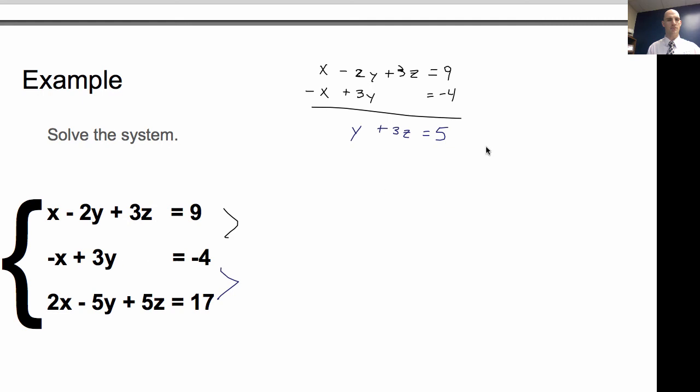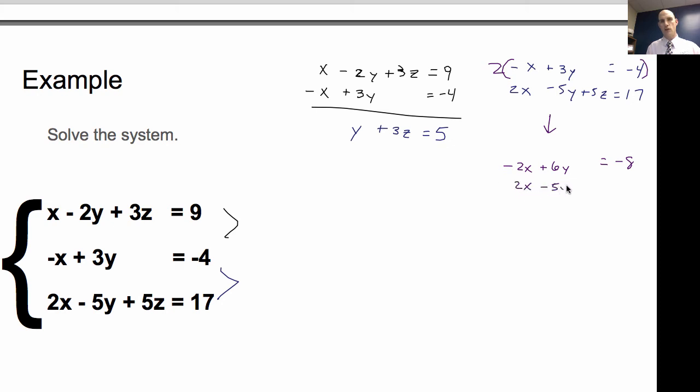Now I'm going to take my other set here. I've got negative x plus 3y equals negative 4, and down below I've got 2x minus 5y plus 5z equals 17. Now I've got to combine these in such a way. I already eliminated x over here, so I'm going to eliminate this x. I'm going to multiply this first one by 2, so that I get a minus 2x and a 2x that match up. My new equation is minus 2x plus 6y equals negative 8, and I'm going to combine that with 2x minus 5y plus 5z equals 17.